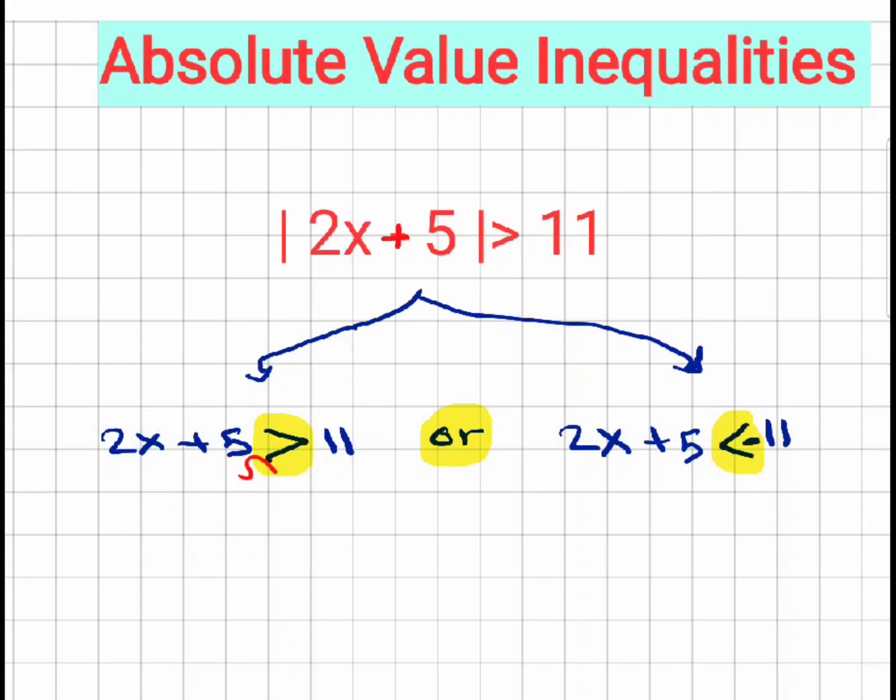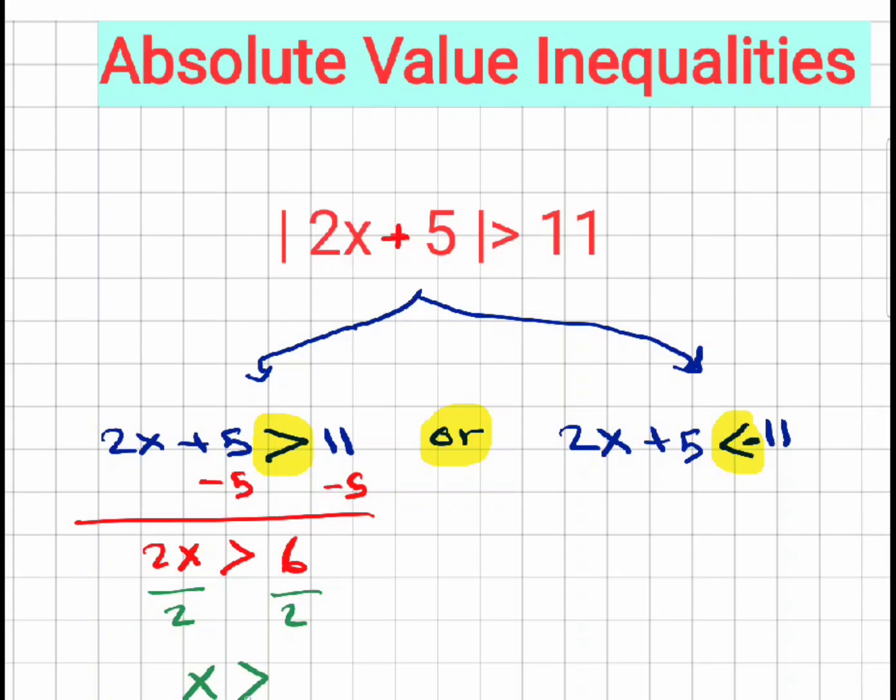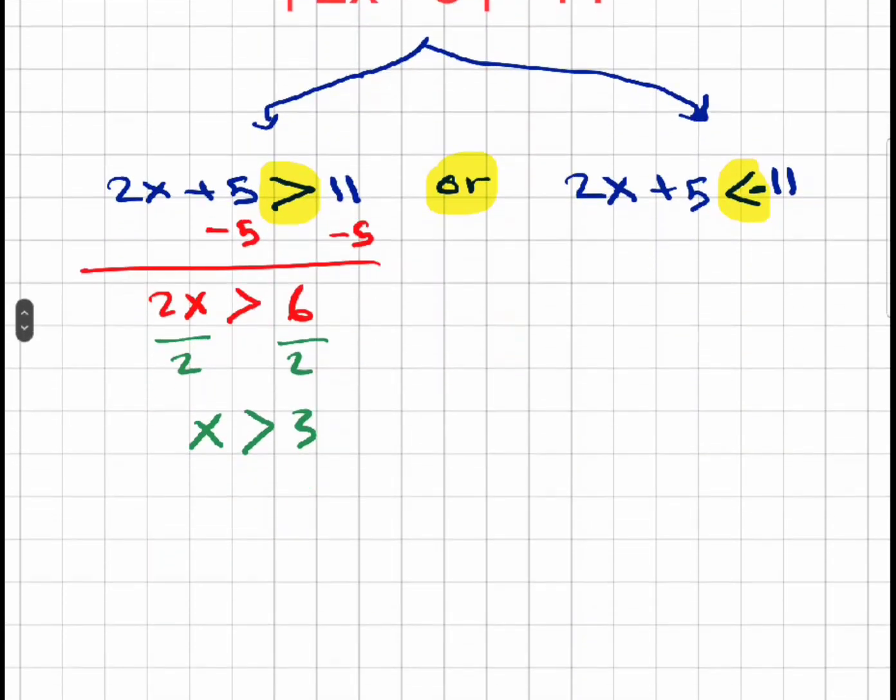So let's solve the inequality on the left by subtracting both sides by 5. 11 minus 5 is 6. Next, let's divide both sides by 2. 6 divided by 2 is 3. So our first answer is x is greater than 3.